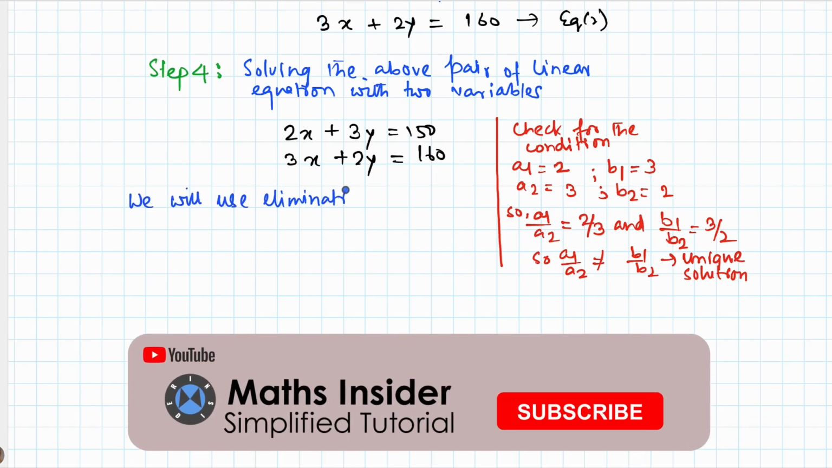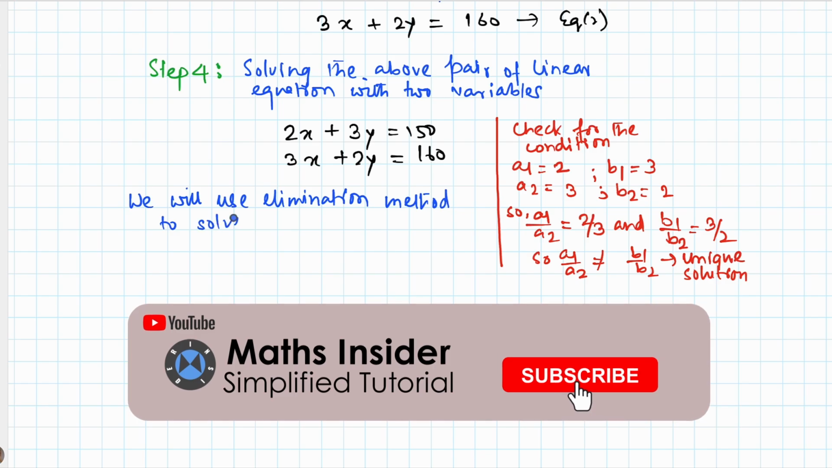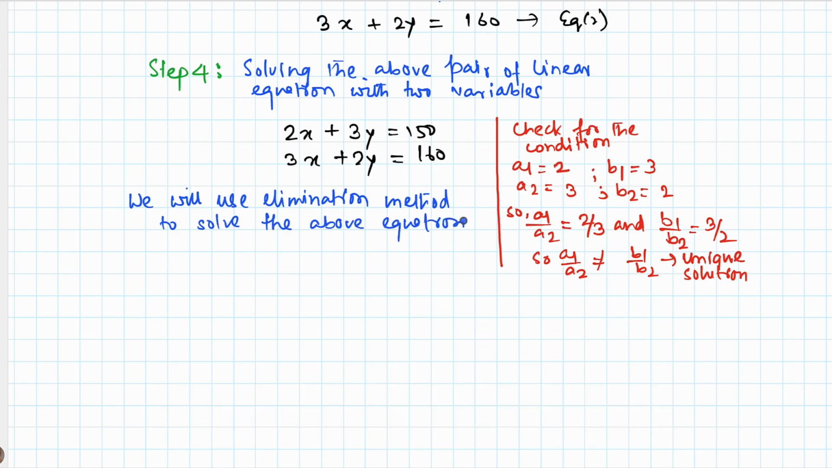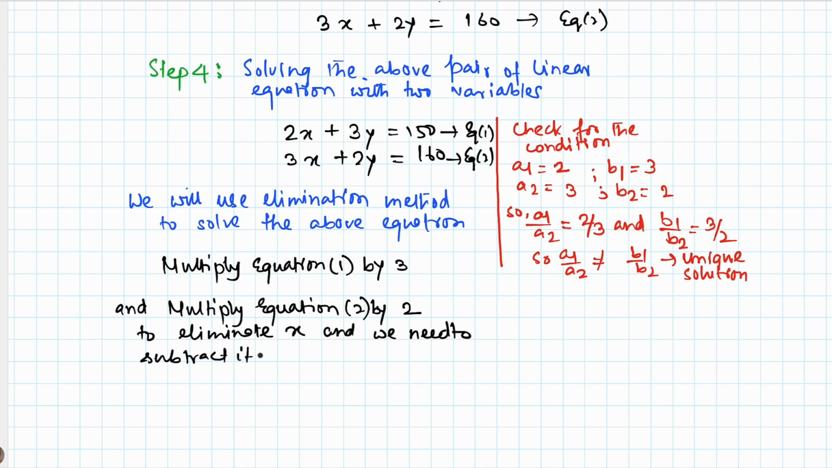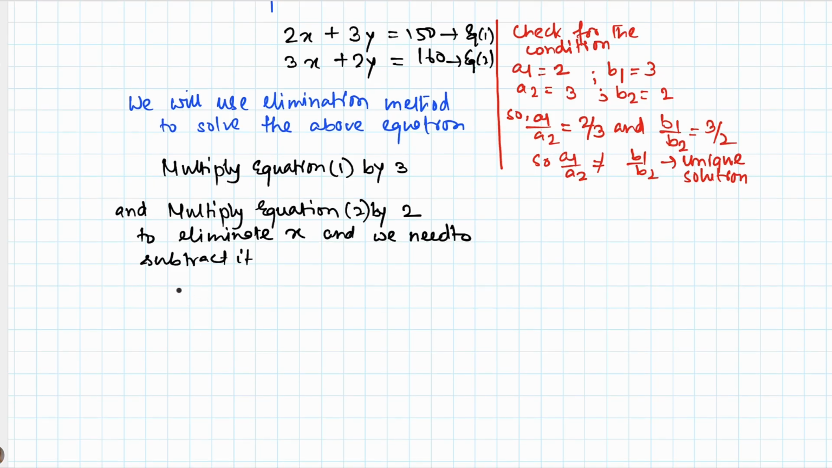What we will do, we'll use the elimination method to solve the above equation. So for that we will eliminate, say for example, x. In order to eliminate x, we have to multiply equation 1 by 3 and equation 2 by 2. So this will help to make the coefficient of x the same, and then whenever we subtract, we can eliminate x, and then we can solve for y.